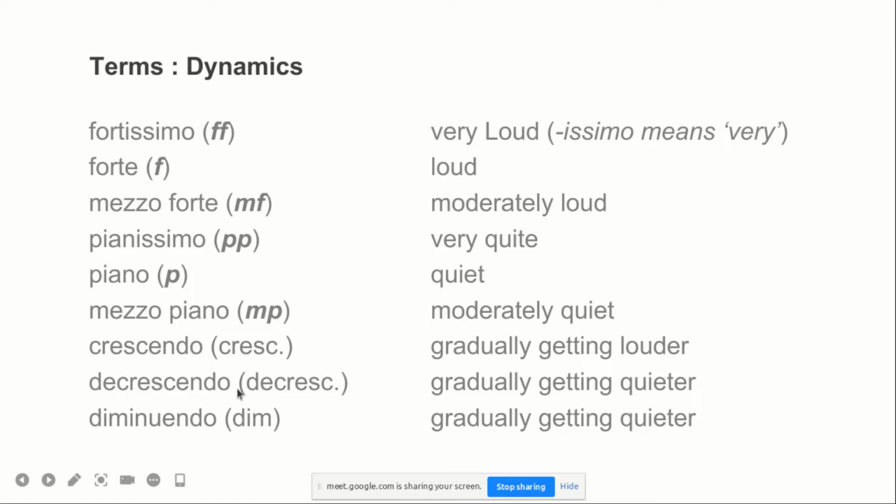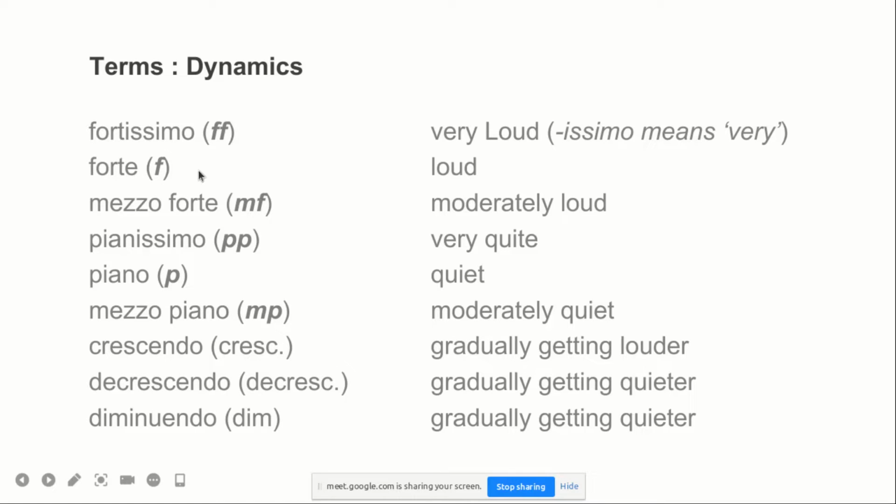Then we have decrescendo, and the D is the opposite of whatever comes after it. So this is gradually getting quieter. And there's another way of saying decrescendo or gradually getting quieter. It's called diminuendo. It means gradually getting quieter. So I hope that is clear. We're going to have some quiz, so take a moment and memorize these. You just need to get them.